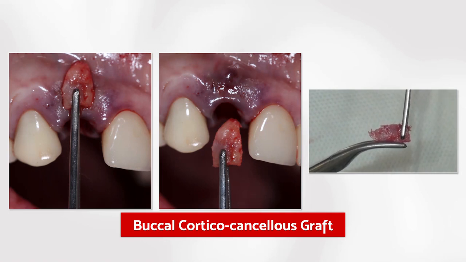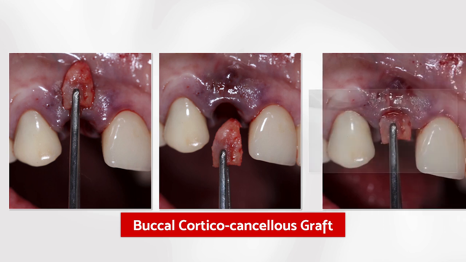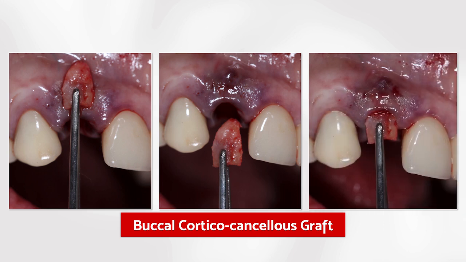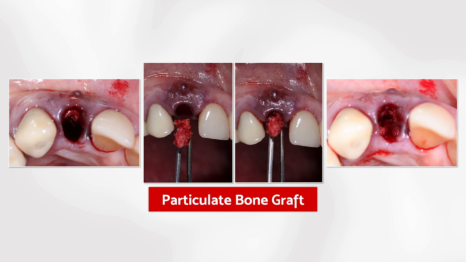First of all, we reshaped the graft according to the defect shape, and we inserted a block bone graft at the buccal aspect of the socket to restore the lost buccal wall. Here, right after the cortical cancellous graft insertion, particulate bone graft was packed as a bone filler, and we fully filled the socket using the cortical cancellous graft to restore the wall that the patient lost, plus particulate bone as a bone filler.